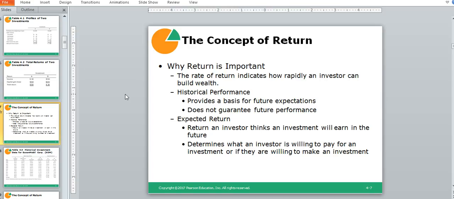Return or percent return would be how much money we're going to earn on our investments. So, for example, if we owned an individual stock over a year and that stock paid dividends, then that would be part of our return. Also, we're going to look at how that stock price has changed over that year. If it's gone up, then we have capital gain or price appreciation, another component of return.